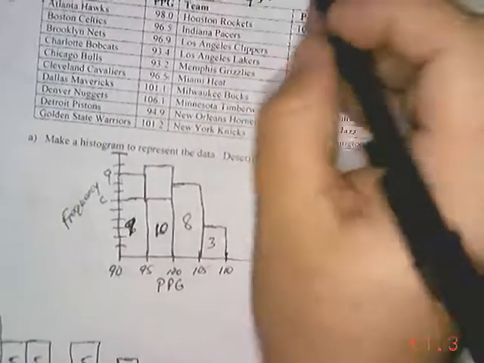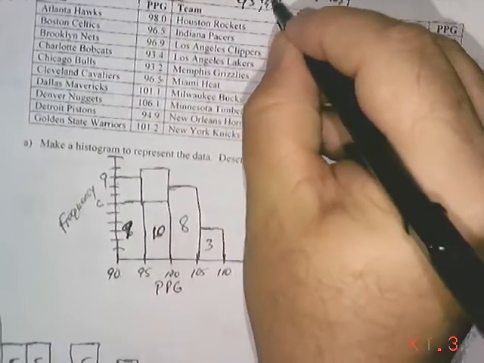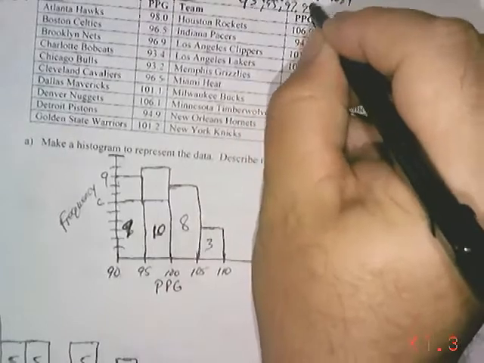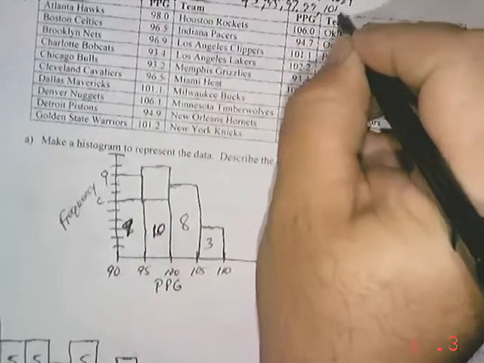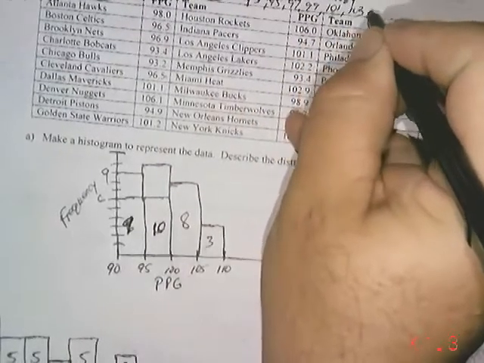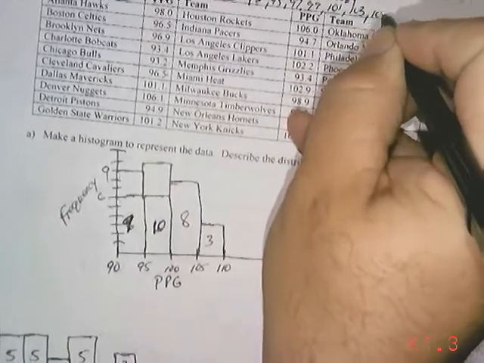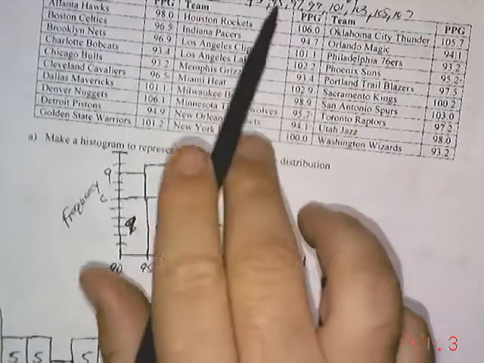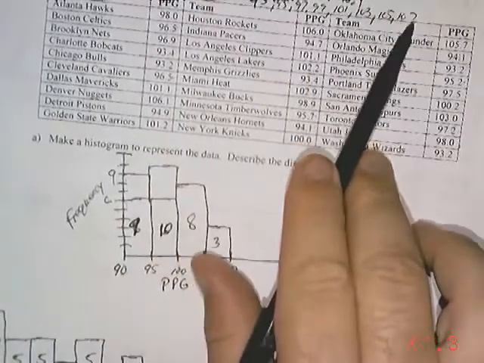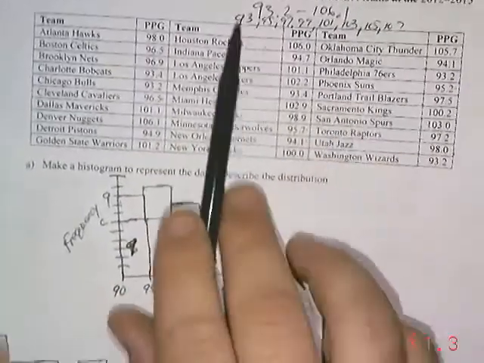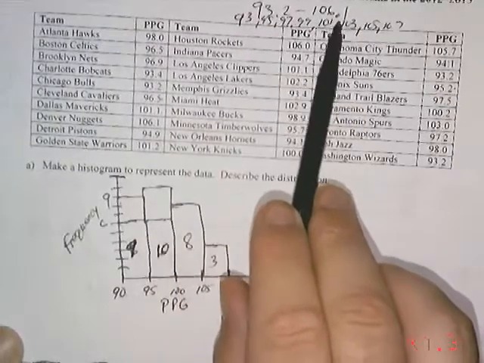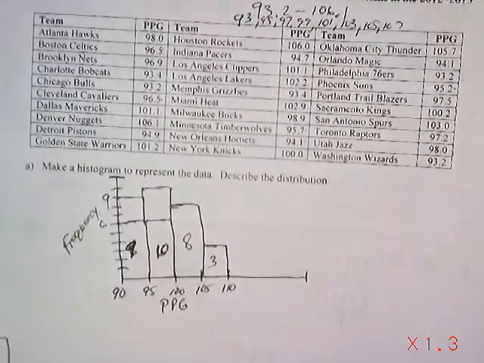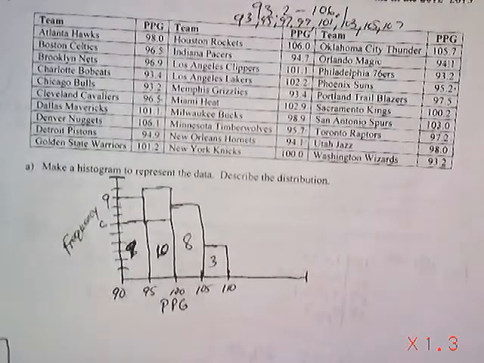5 teams that scored 97 to 99. Now the 97 goes in this bin, the bin above it. 97 starts the next bin. So 97 would not go over here with 95 to 97. It goes from 97 to 99 anytime it's exact. 2 teams scored from 99 to 101. 5 teams scored from 101 to 103. Only 1 team from 103 to 105, and 3 from 105 to 107.